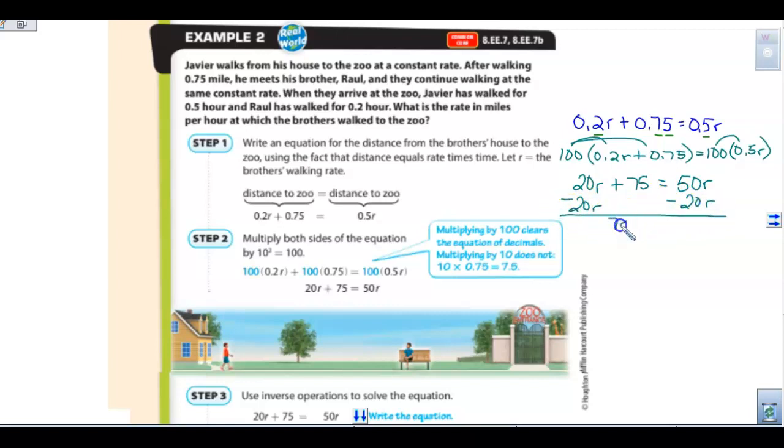And so I'm going to have 75 is equal to 30R. Now I'm going to divide both sides by 30 to get rid of that. And 75 divided by 30 is 2 5/10. So they want to know what is the rate in miles per hour that each brother walked to the zoo. So they walked 2 5/10 miles per hour.